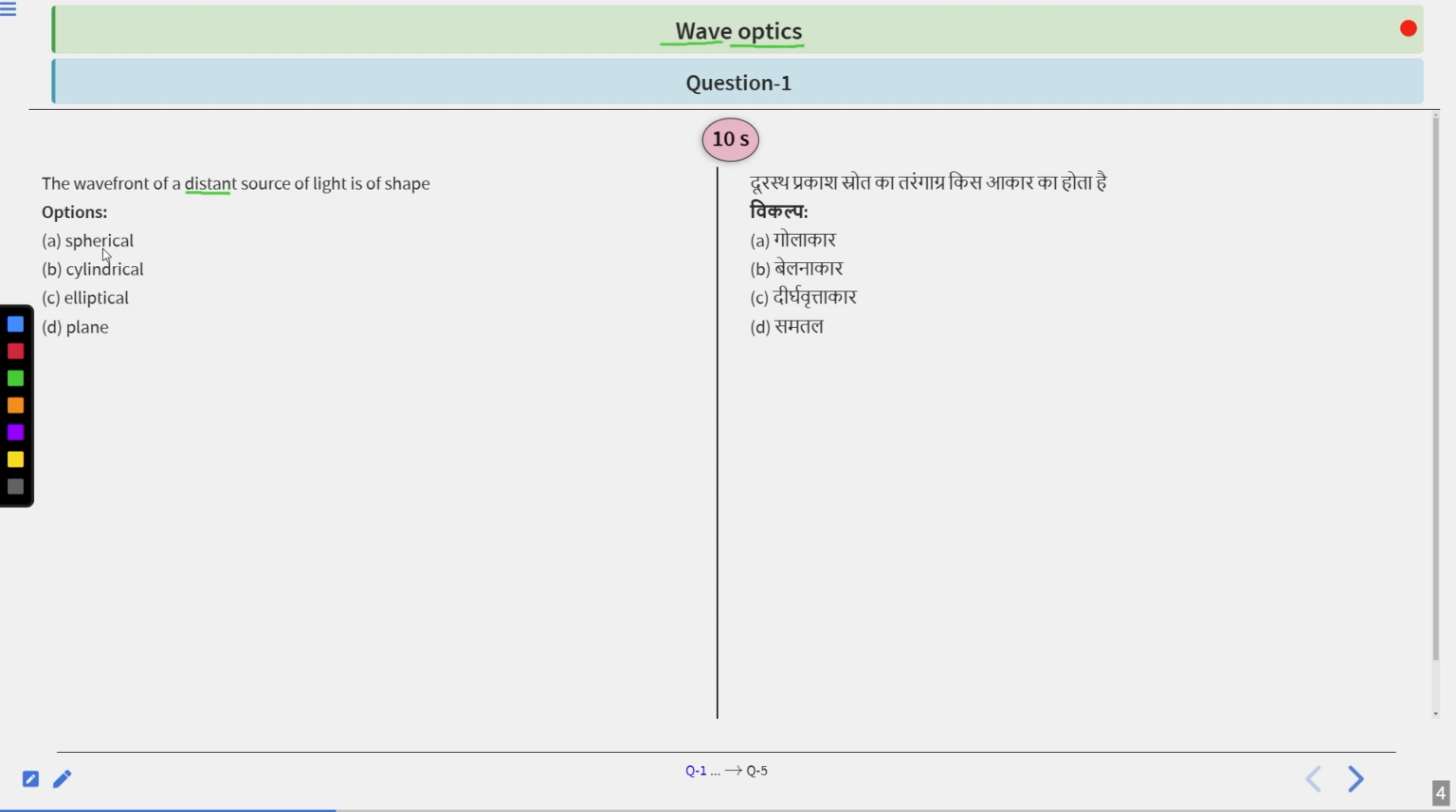So which option is correct? Option A, option B, option C, or option D? You have some time to solve this question. After that, we will provide the solution. I hope you have solved this question. Now let's see the solution.